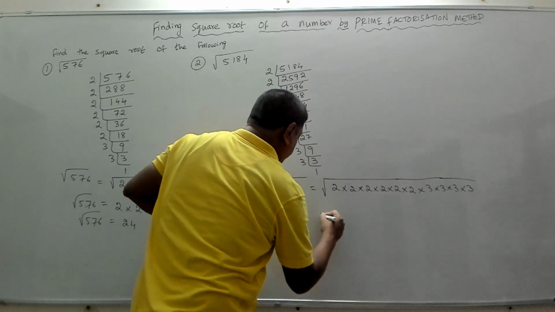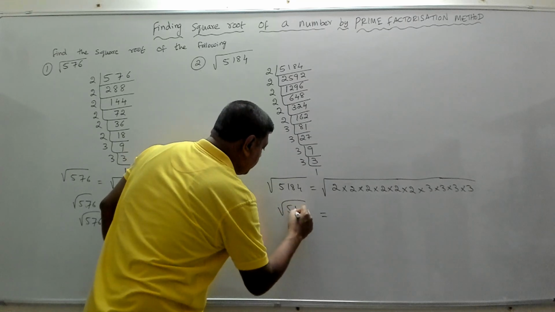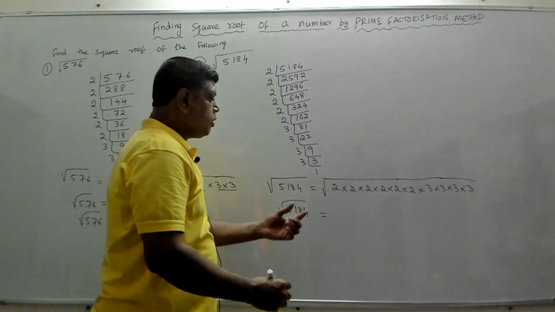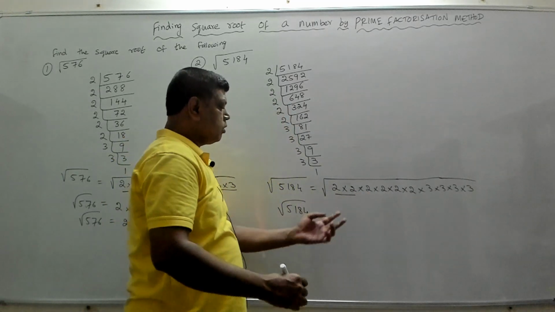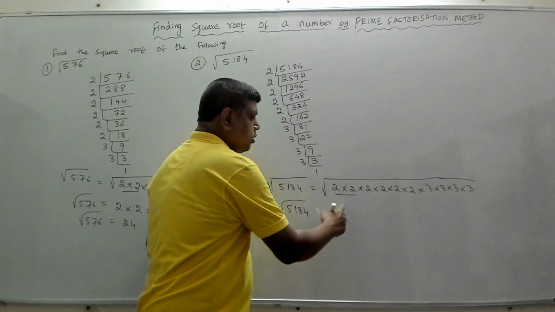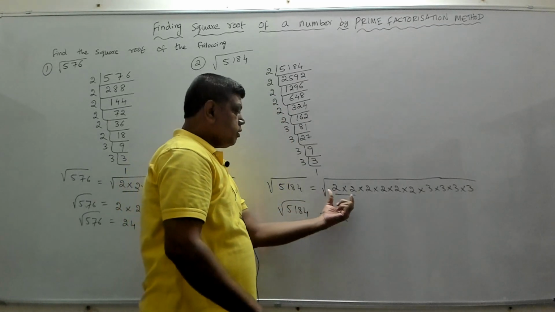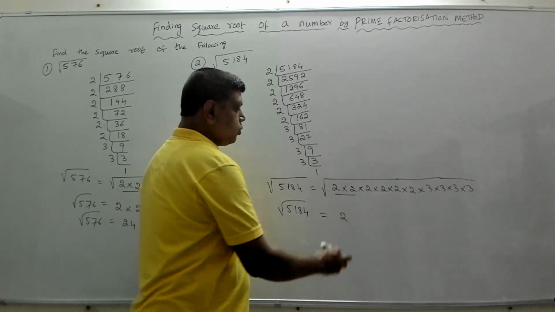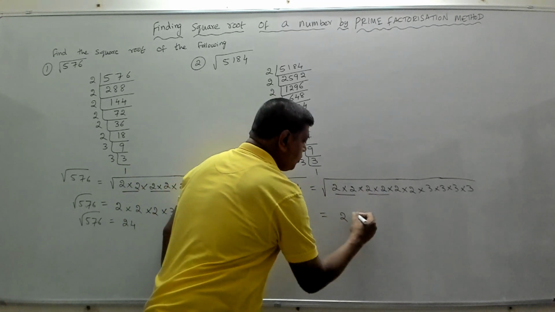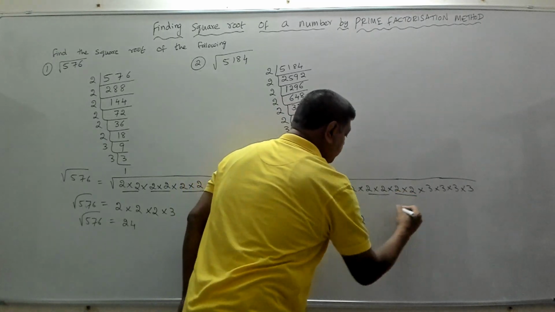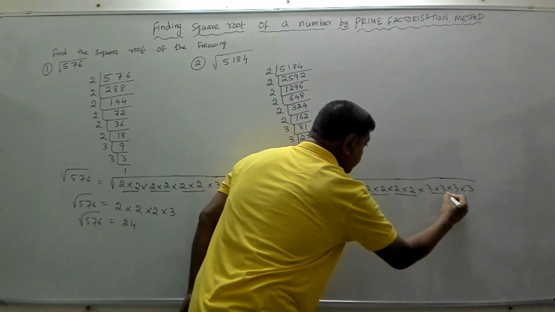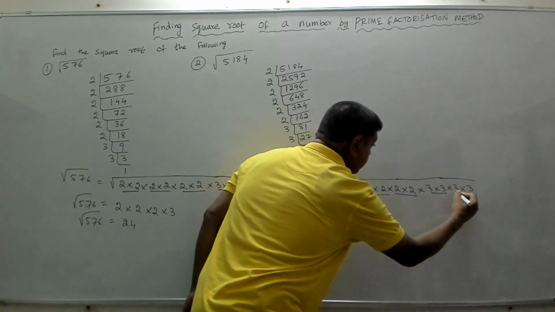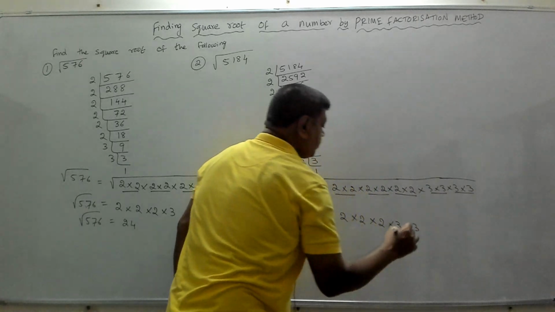Now here it is the square root of 5184. As I told you, whenever you have a pair, 2 2's, you can write 1 2. Now you need not put the square root because you are replacing 2 2's with 1 2. So 2 2 will become 1 2. Then again these 2 2 will become 1 2. Again these 2 2 will become 1 2. These 2 3's will become 1 3. Again these 2 3's will become 1 3.